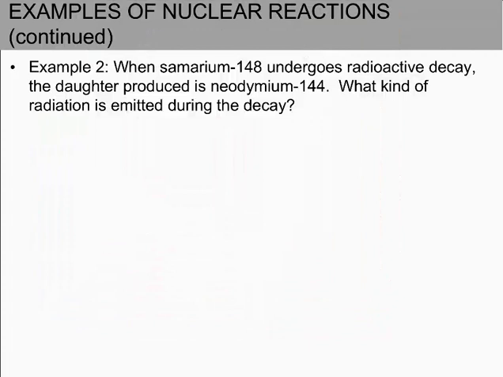All right, so we're told that samarium has a mass of 148, and we just saw that its atomic number is 62. And then we're told that one of the products of this radioactive decay is neodymium, Nd, and it has a mass of 144, and we saw that its atomic number is 60. And then we don't know what type of decay occurs here, so we need to figure out what that particle is.